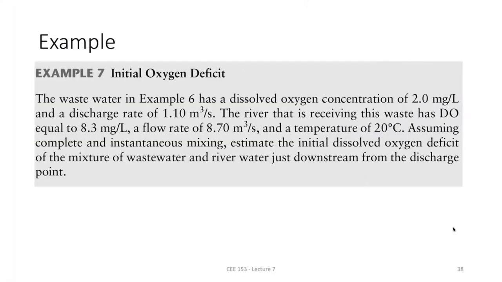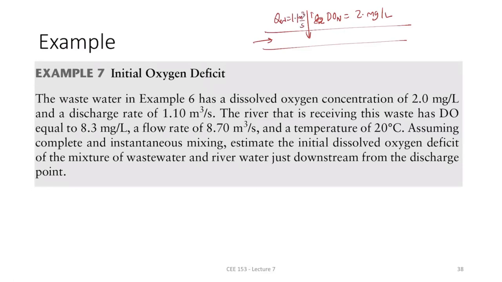So let's solve an example like this. It says the wastewater in example 6 has a dissolved oxygen concentration. Again, there is a river coming in, and there is wastewater. So you can write DO waste is 2 milligram per liter, and the flow rate Q waste is 1.1 meter cube per second.